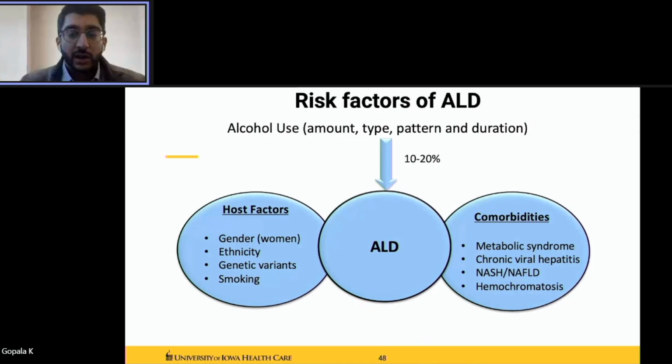Some risk factors, obviously, are risk factors for NAFLD, hepatitis B, C, other things, and certain non-hematophile risk factors as well, which can predispose to alcohol liver disease.